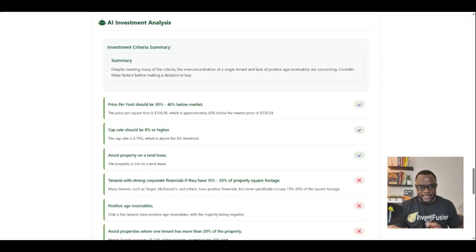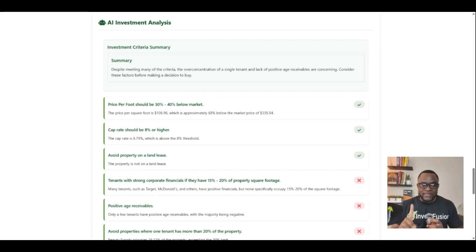AI investment analysis. Basically, this gives you a summary or its own recommendation of what it thinks about this property, based on its over 32 critical touch points. This is its own recommendation. So the summary says, investment criteria summary: despite meeting many of the criteria, the over concentration of a single tenant, which had about 28%, and lack of positive aged receivables are concerning. Consider these factors before making a decision to buy.